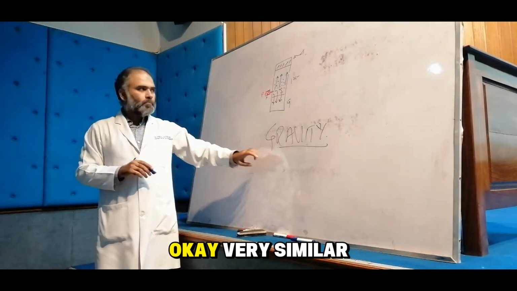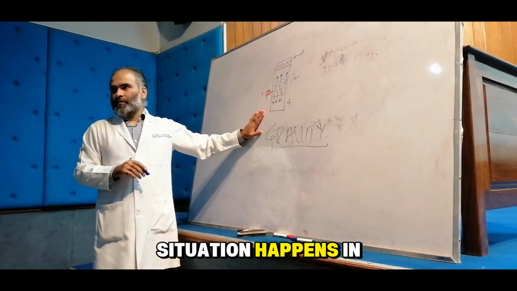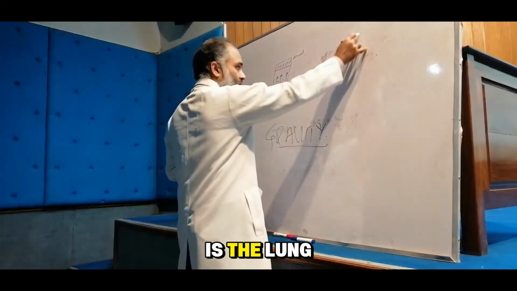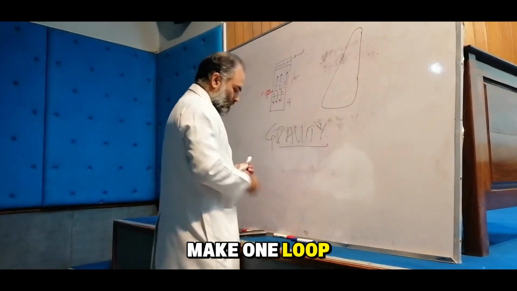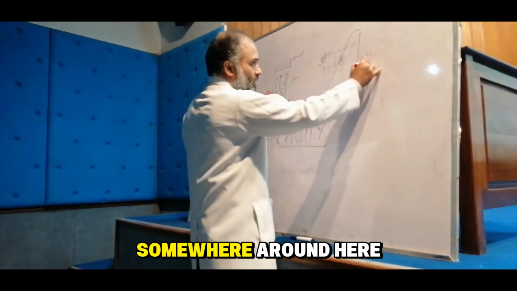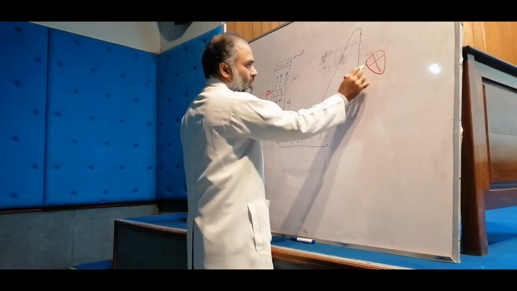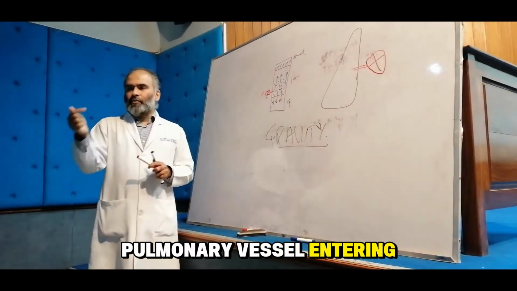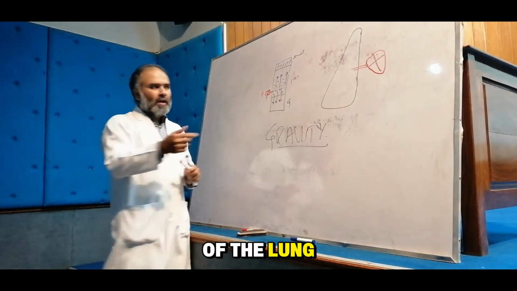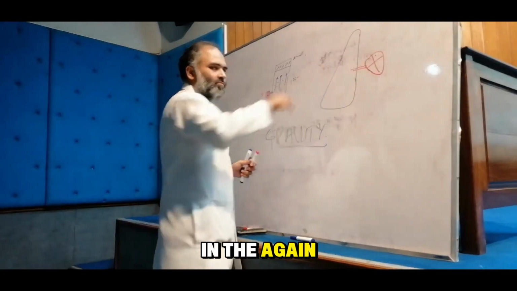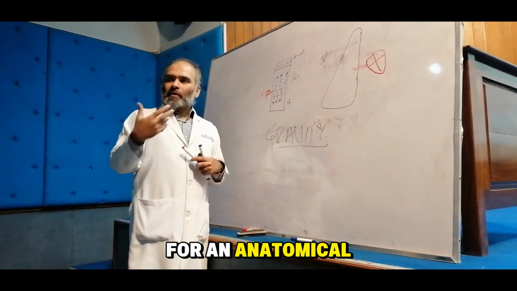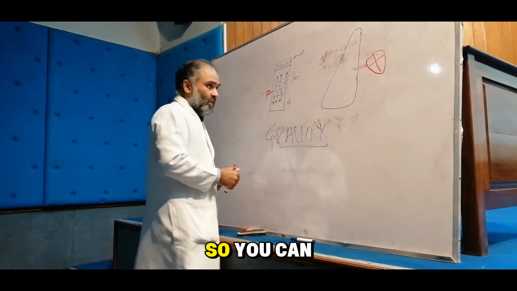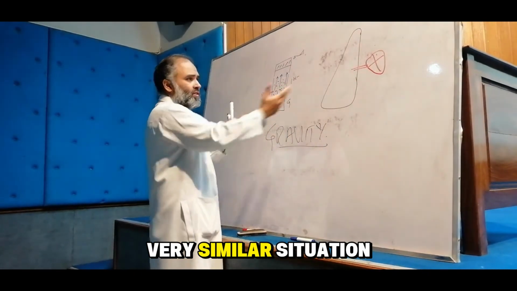Yes? Okay. A very similar situation happens in the lungs and the heart. If this is the lung, let me just make one lobe. This is the heart, somewhere around here. This is the pulmonary vessel entering through the hilum of the lung. I'm not going for anatomical detail here, but the hilum is somewhere around this area, the middle. So you can imagine it's a very similar situation.